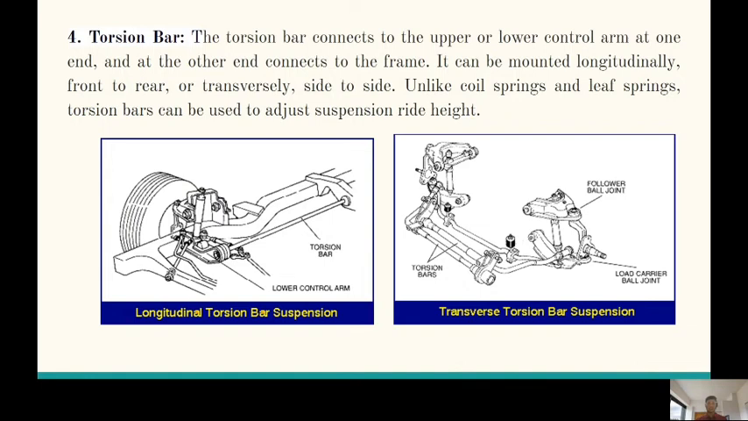Then there is the torsion bar. The torsion bar connects to the upper or the lower control arm at one end, and at the other end, it connects to the frame. It can be mounted longitudinally, front to rear, or transversely. As you can see in the picture, here it is mounted longitudinally, and in the other picture, you can see it has been mounted transversely. Unlike coil springs and leaf springs, the torsion bar can be used to adjust suspension ride height.